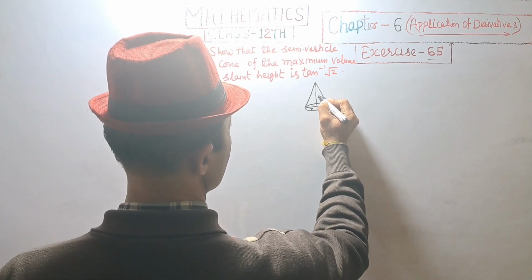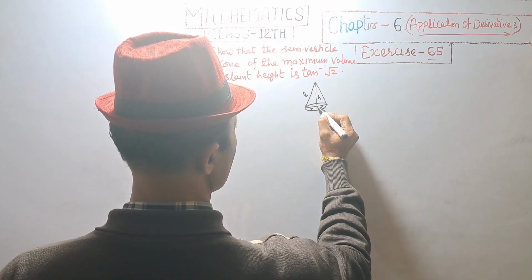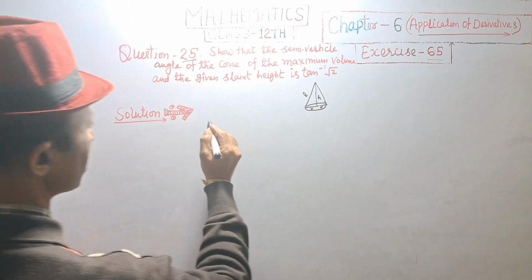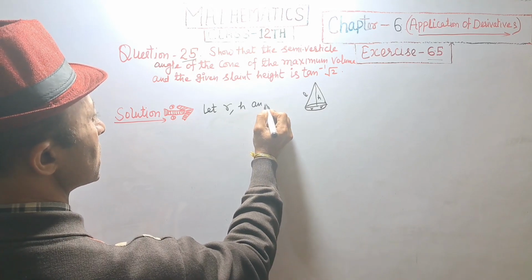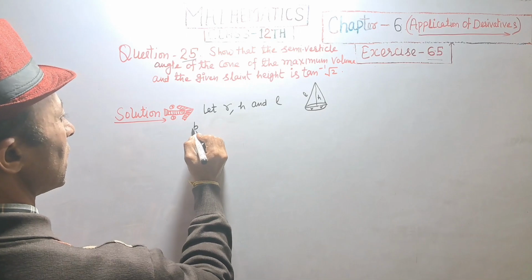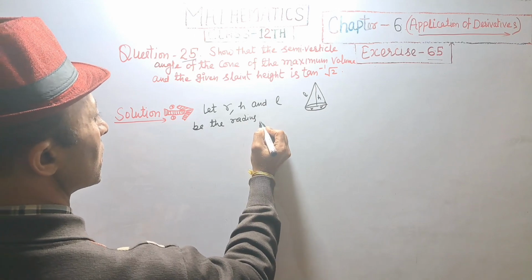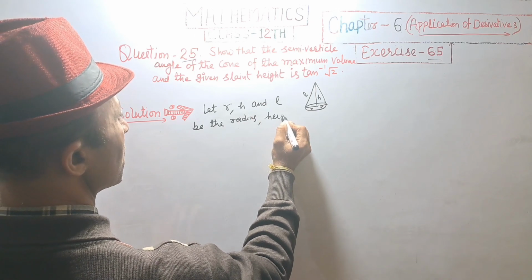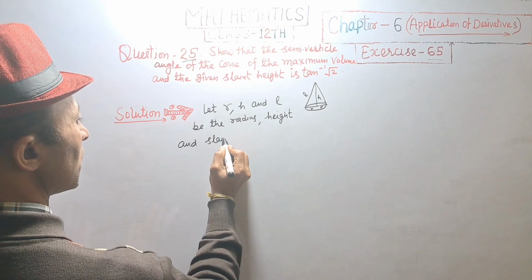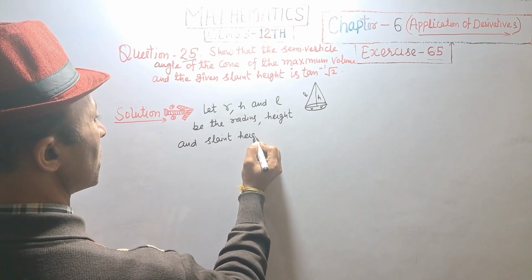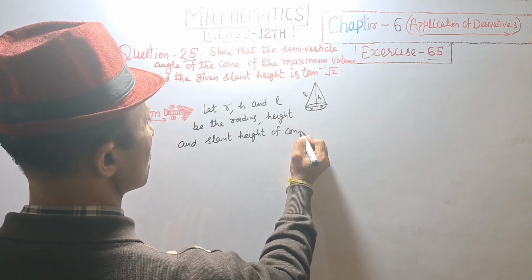Let R, H and L be the radius, height and slant height of the cone respectively.